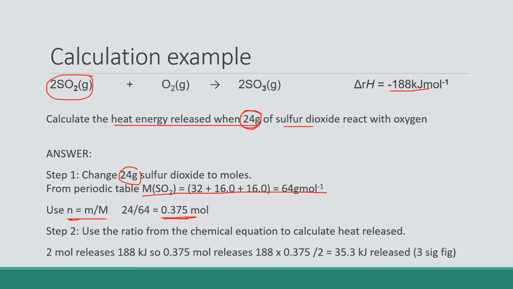We're not going to round it yet. We're going to use this value, and we're going to use the ratio from the chemical equation to calculate the heat released. So the chemical equation tells us that 2 moles releases 188 kilojoules. So if we use that as a ratio, we want 0.375 moles. What you can actually do is say 1 mole releases half of that, and then times it by 0.375, and you get 35.3 kilojoules released. I've just rounded that to 3 significant figures.